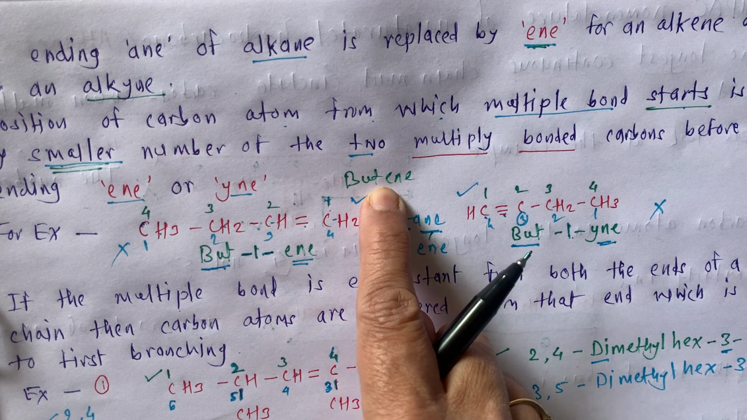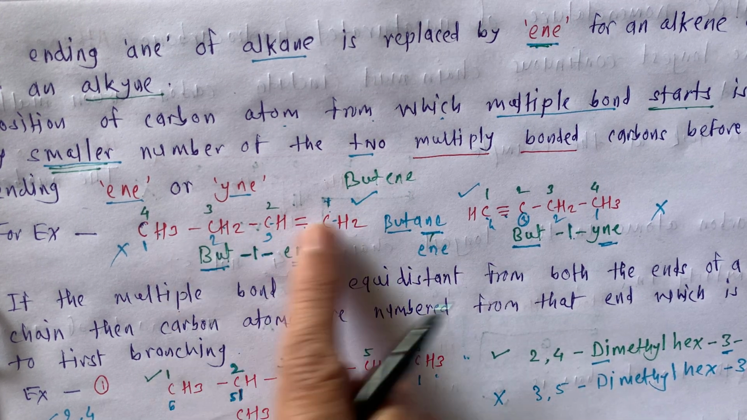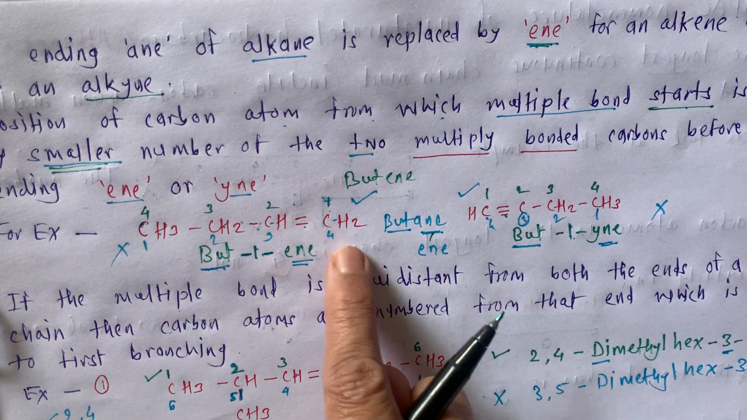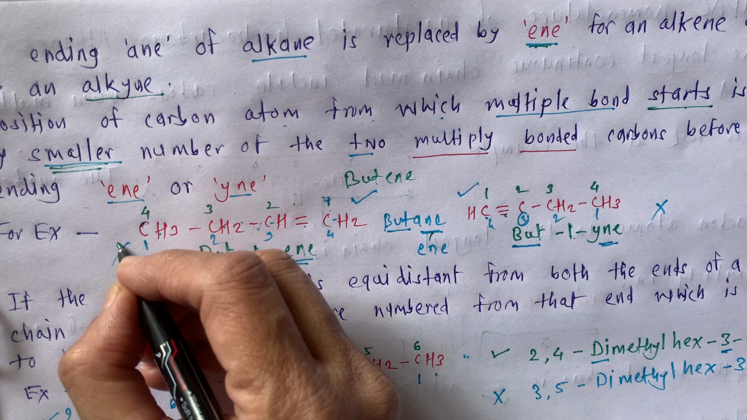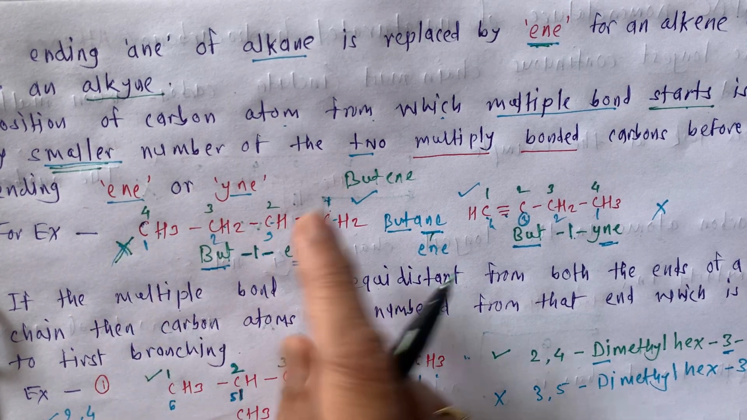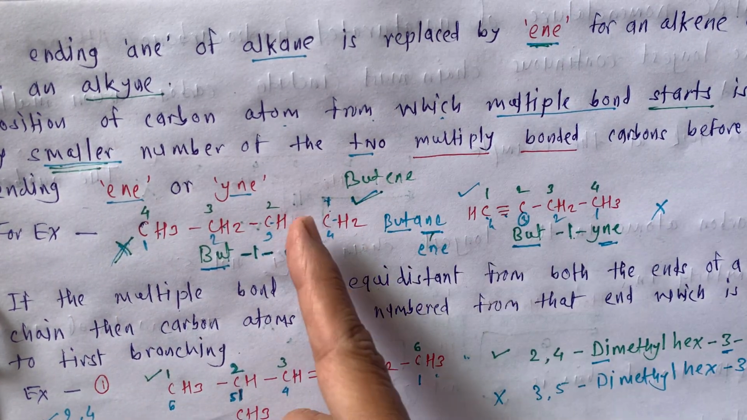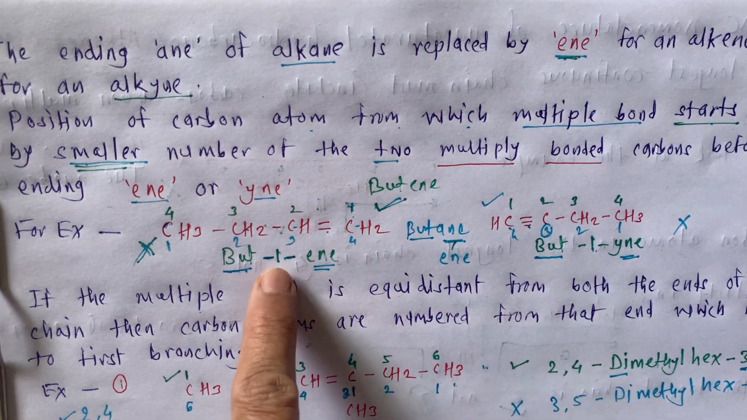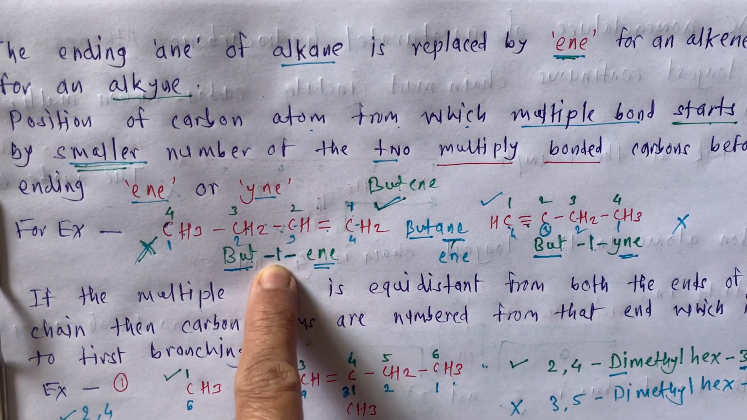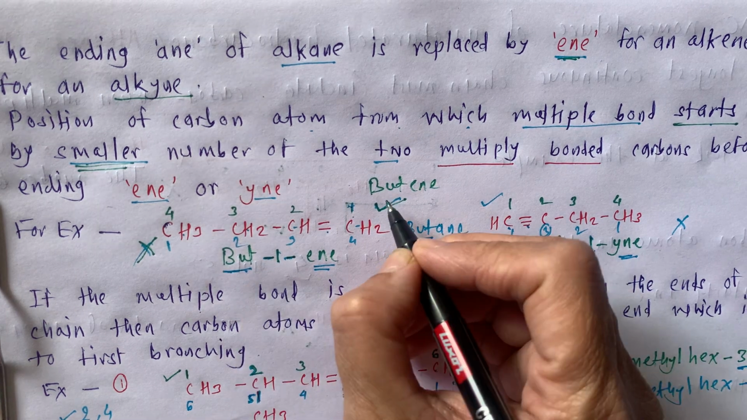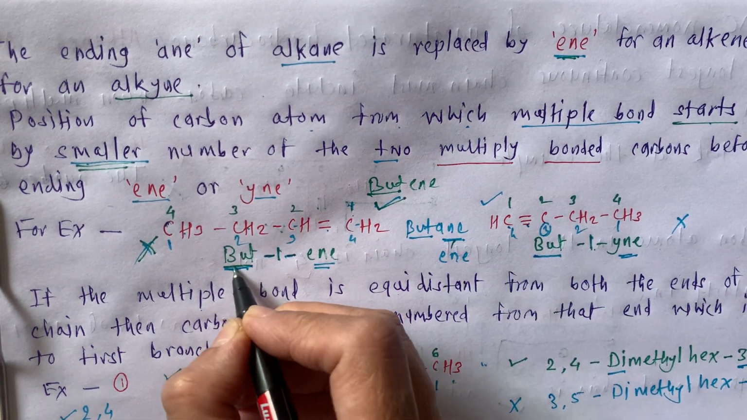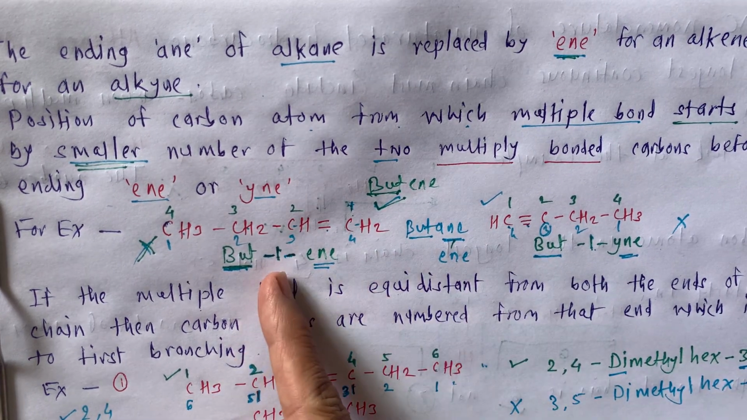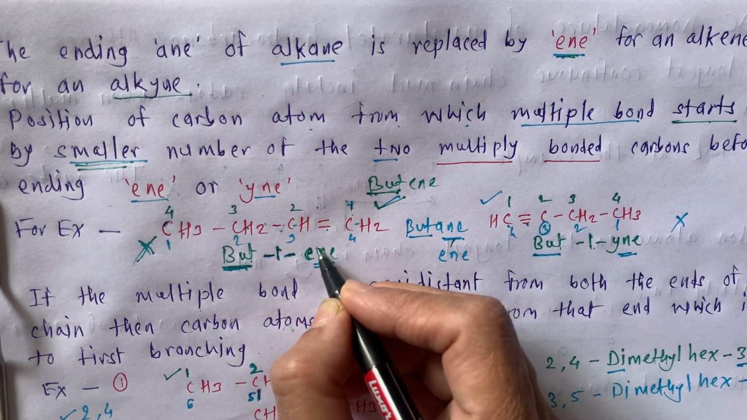The double bond in the butene is, from this end, on the first carbon. If you start from here, it will come on the third carbon. So we should not select numbering from this end. We have to select numbering from this end. And now in this name, we have to put this in between. How are we going to do it? We write but separately, then the number where the double bond is present, and then ene.